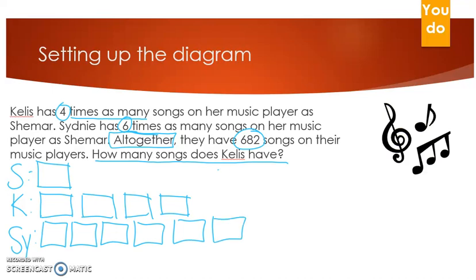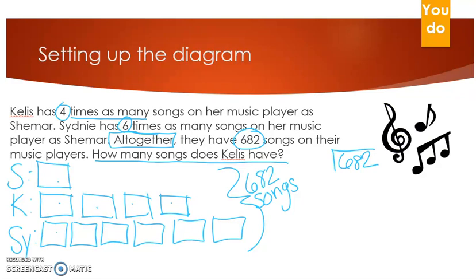All right, and we also know altogether they have 682 songs. So 682 is going to be divided by the number of boxes we have, which is 1, 2, 3, 4, 5, 6, 7, 8, 9, 10, 11. So now let's go ahead and solve.